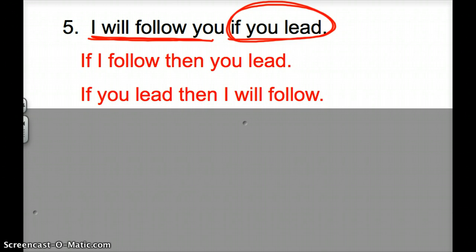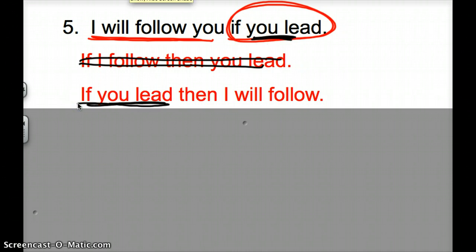So if you wrote, if I follow, then you lead, that's not correct. You're going to follow if that other person leads. So if you lead first, then I will follow is the correct answer.